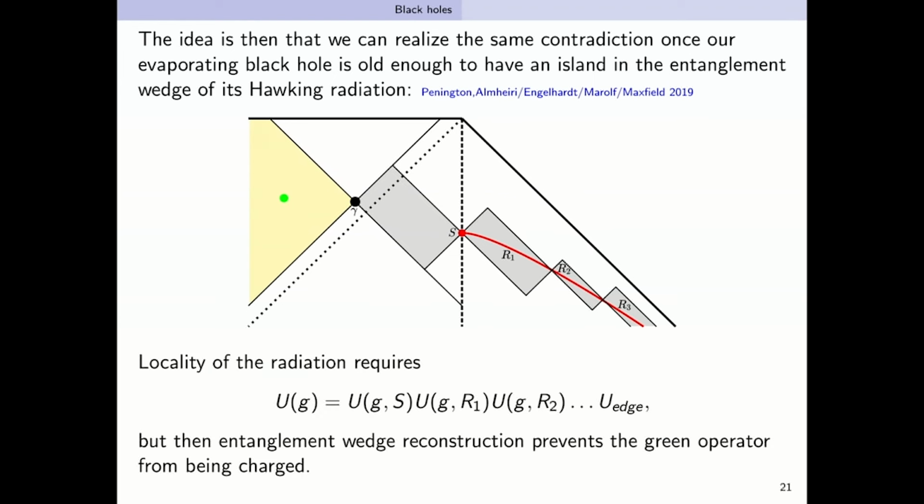So the global symmetry on the whole system is the product of U on S, and then the pieces of the radiation, and maybe some edge terms. But the green charged operator isn't in any of the entanglement wedges of the regions, so it has to not be charged, and that's the contradiction. Okay. And so now I didn't use AdS at all. I just used the unitarity of black hole evaporation, assuming that it works in the way that we learned from our friends.